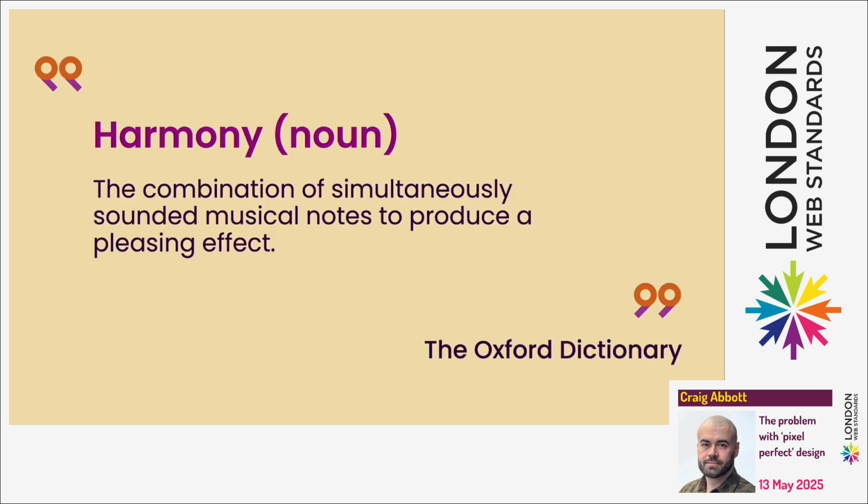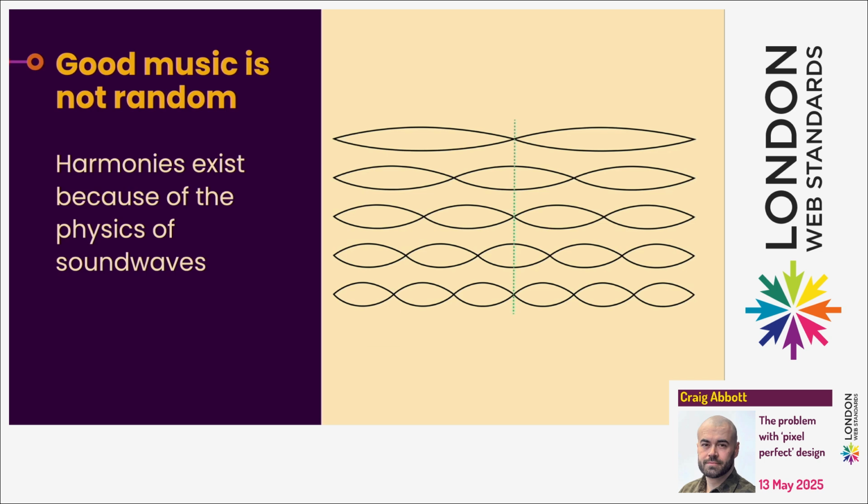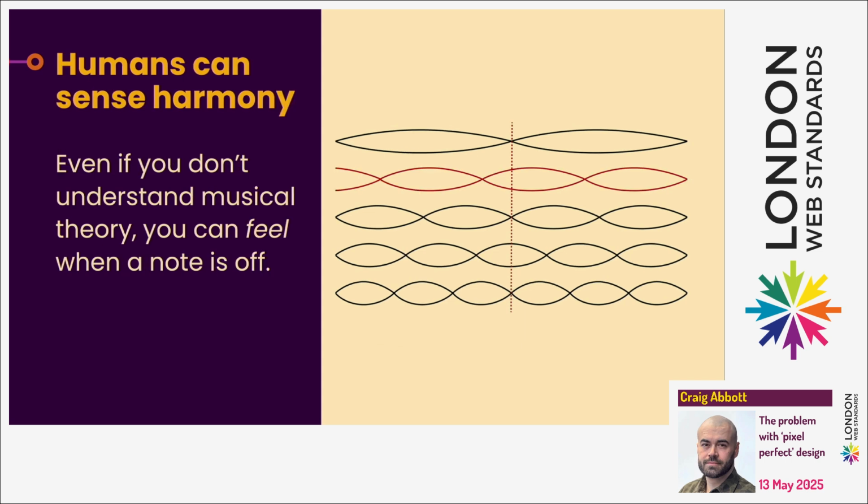So when we talk about harmony, the Oxford Dictionary says it's the combination of simultaneously sounding musical notes to produce a pleasing effect. So good music is not random. Harmonies only exist because of the physics of sound waves. If you put waves together where their high and low points meet up, they will create harmony. And humans can sense harmony. Even if you don't understand musical theory, you just know when a note is off. It just feels wrong.